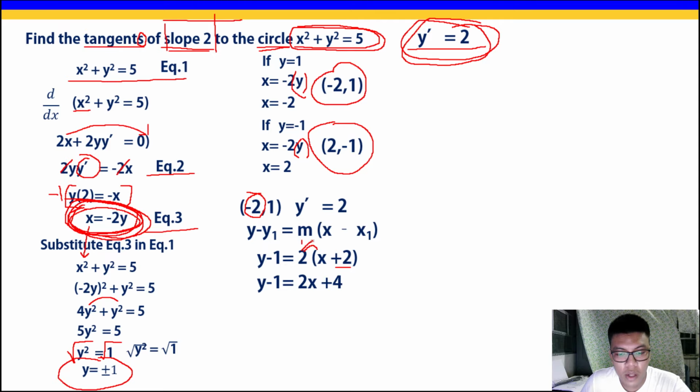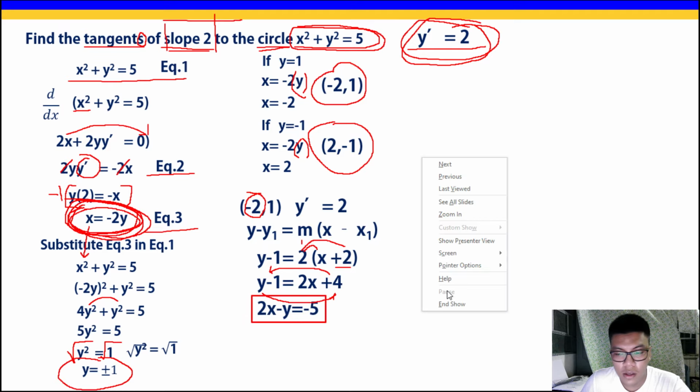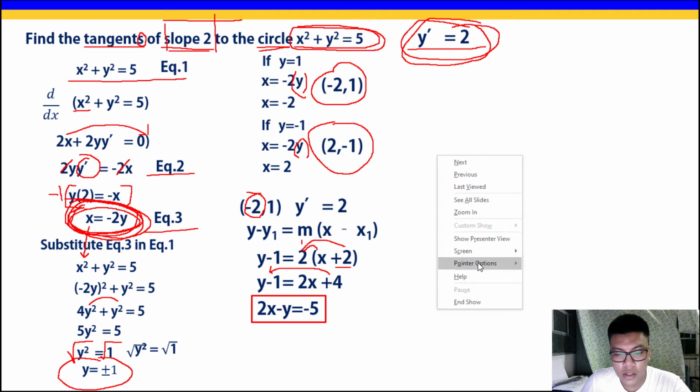Dinistribute lang yung 2. Okay? So solving, lipat lang yung y sa kanan, yung 4 sa kaliwa. Transpose lang. So we have 2x minus y is equal to, 4 magiging negative 4. Negative 4 minus 1, we have negative 5. So ang ating isang equation, 2x minus y is equal to negative 5.